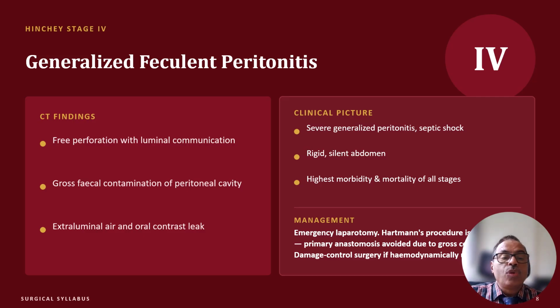In Hinchey stage 4, which is nothing but a generalized feculent peritonitis, the findings would be obviously free perforation with luminal communication. There's a gross fecal contamination of peritoneal cavity, and there is obviously an extraluminal air and oral contrast leak or CT contrast leak also. In such a patient, the clinical picture would be a severe generalized peritonitis, diffuse abdominal tenderness, guarding and rigidity diffusely. Rebound tenderness would be present. Abdomen would be silent and rigid. That means bowel sounds would be absent.